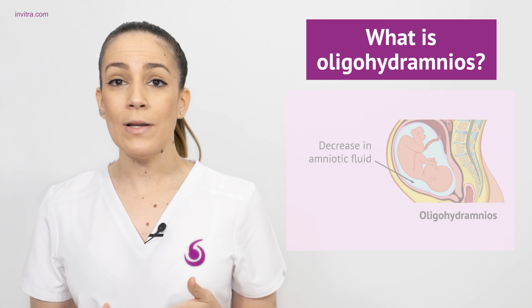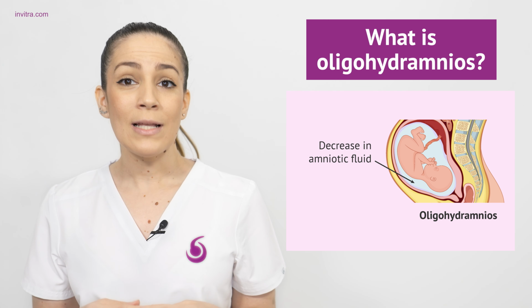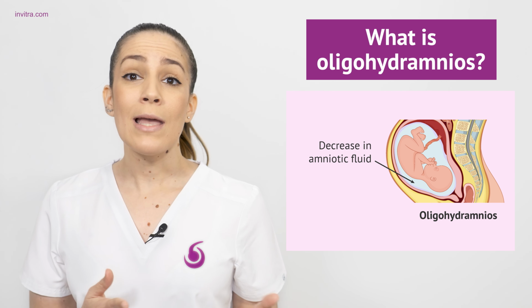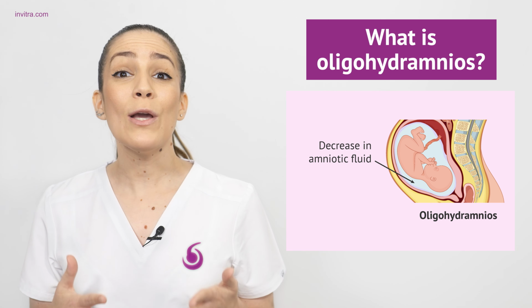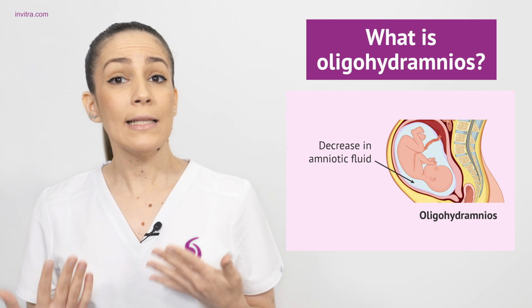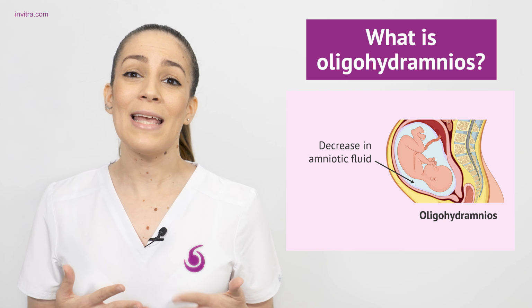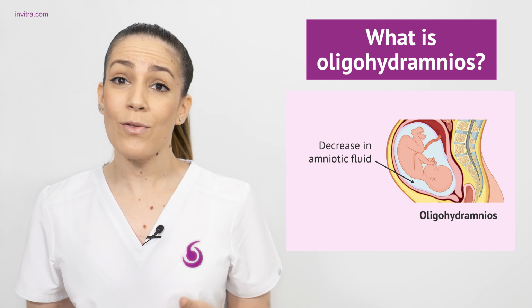Oligohydramnios is the medical term used to describe a condition where the amniotic sac contains a reduced volume of amniotic fluid, an amount that is less than what is considered normal for the gestational age. The consequences of oligohydramnios, which refers to low amniotic fluid, will vary depending on the cause, the level of severity, and the particular stage of pregnancy in which it occurs.